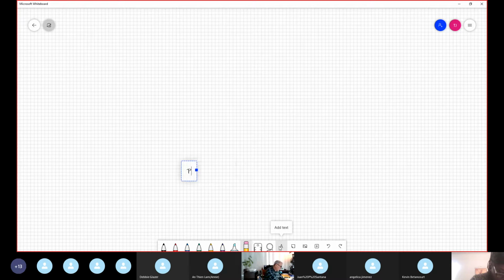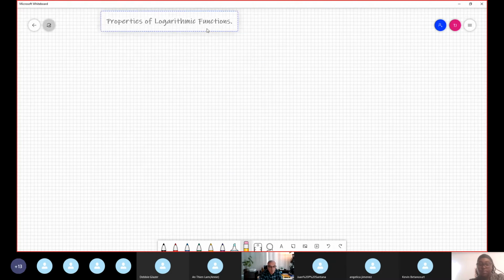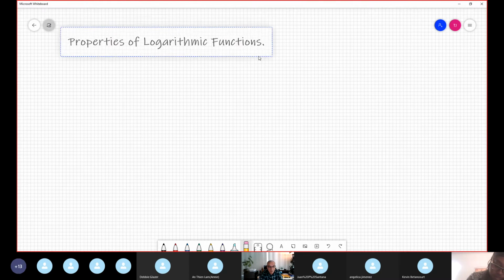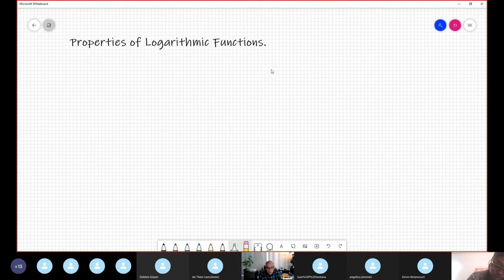Okay, there you are. Let me enlarge a little bit, and let me highlight, because it's extremely important. Okay, property number 1: domain and range.